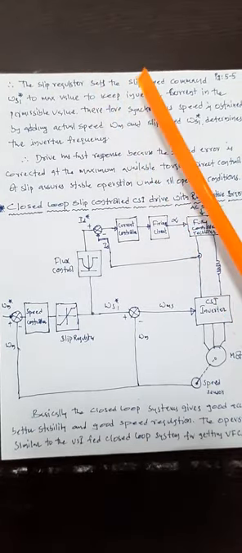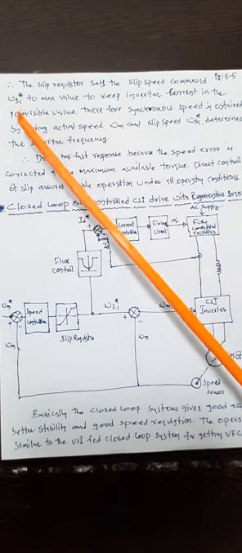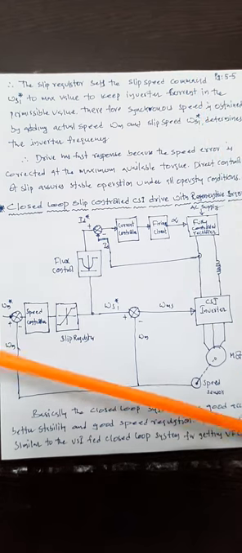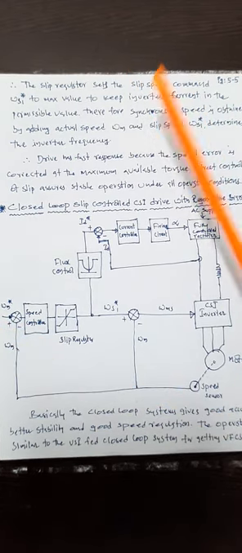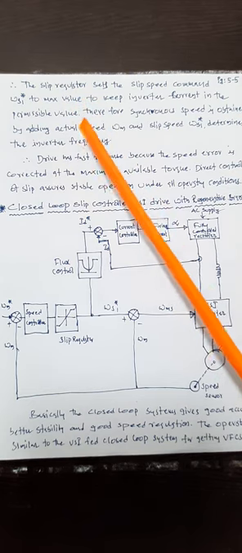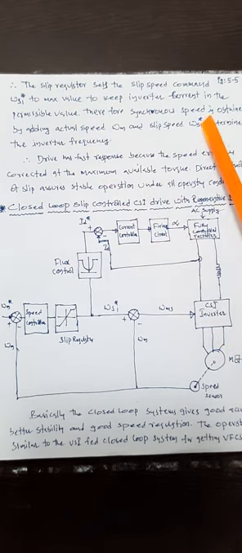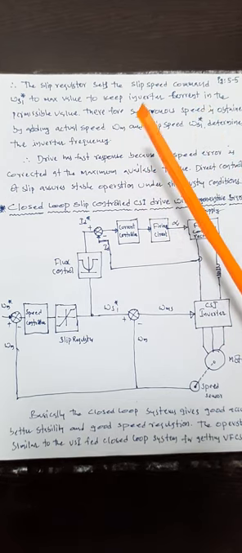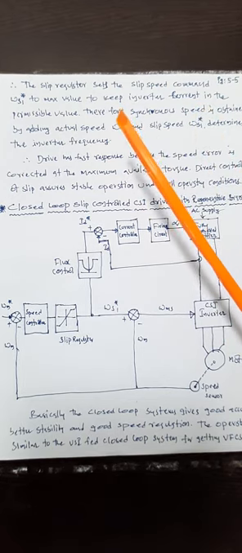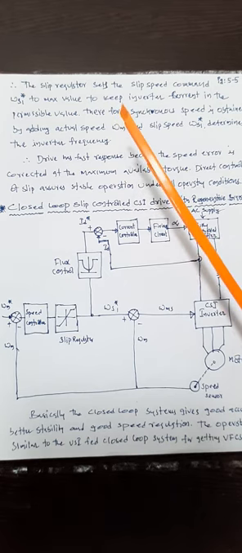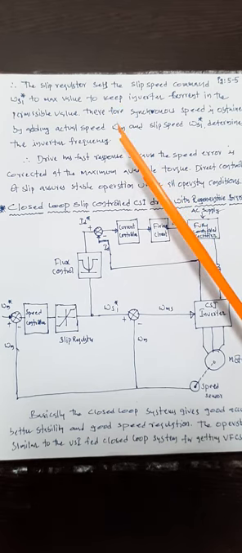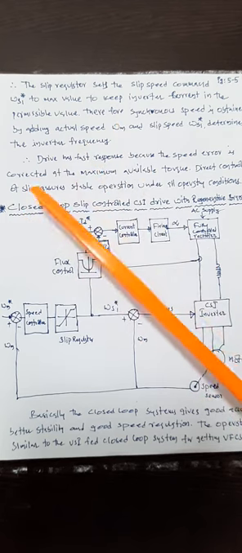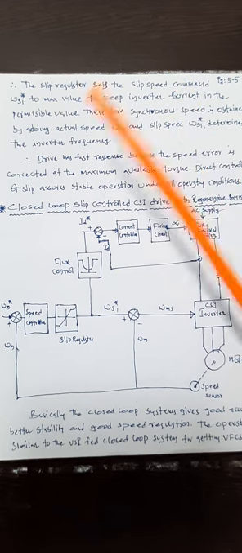The slip regulator sets the slip speed command omega s1 star to maximum value to keep the inverter current within reasonable limits. Synchronous speed is obtained by adding actual speed omega m and slip speed omega s1 star, which determines the inverter frequency. Therefore, variable frequency and variable voltage are obtained. So VFCS is useful for attaining below rated speed as well as above rated speed of the induction motor.